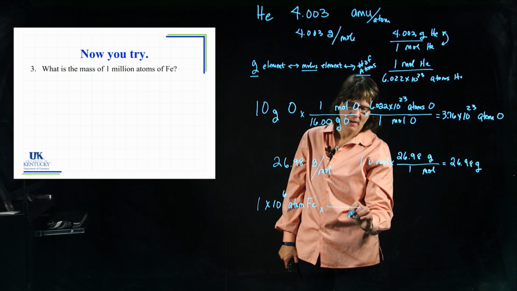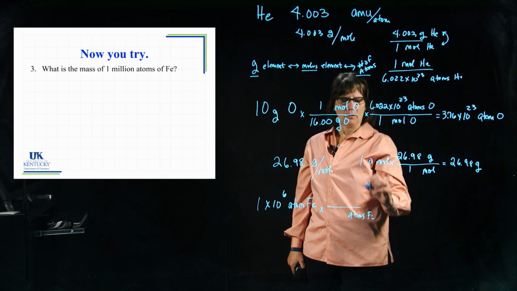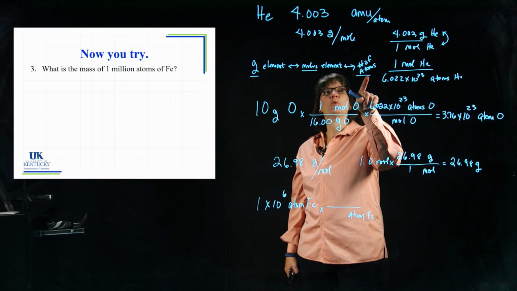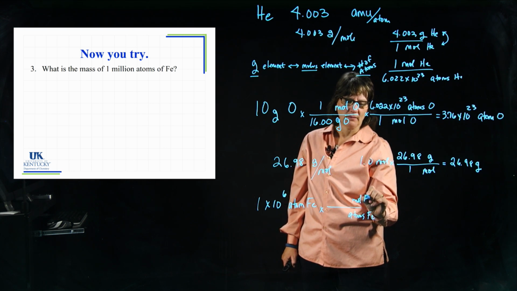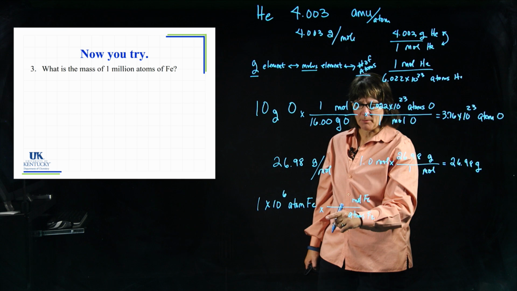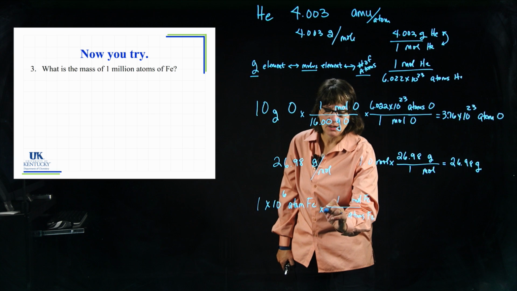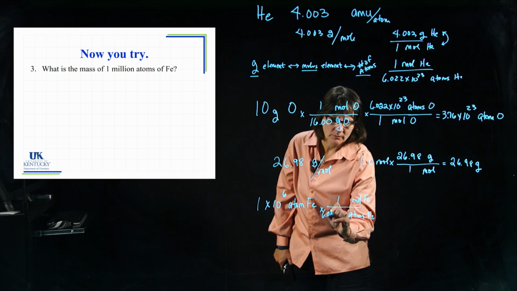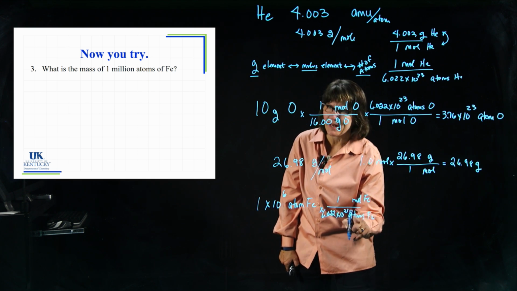So we're going to go from atoms of iron, Fe. All right, so where can I go? I can go to moles. So I go to moles of Fe. Okay, now I'll get my units down. Now I'm ready to put my numbers in there. A mole, by definition, is 6.02 times 10 to the 23rd atoms.